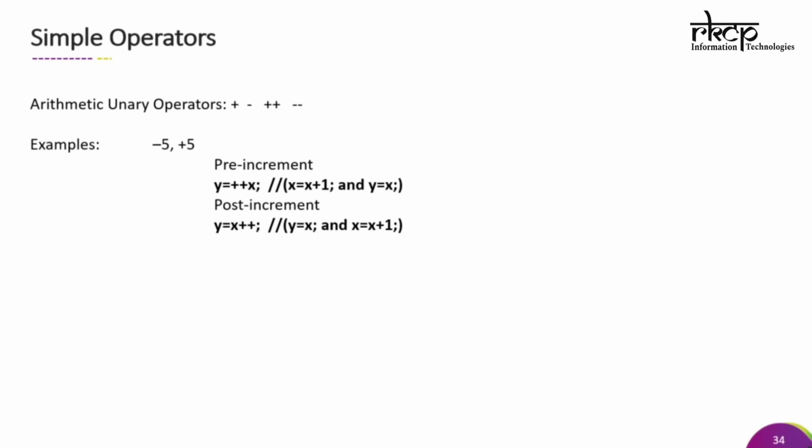I'm starting with the arithmetic unary operators, where you are using plus, minus, plus plus, and minus minus. Plus, anyhow you all know, is used for addition, minus for subtraction, plus plus for increment, and minus minus for decrement. Even increment has pre-increment and post-increment.